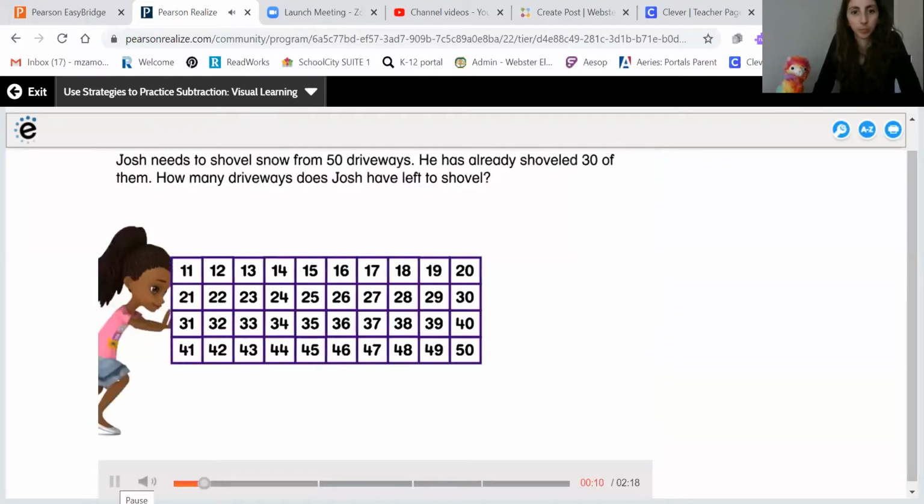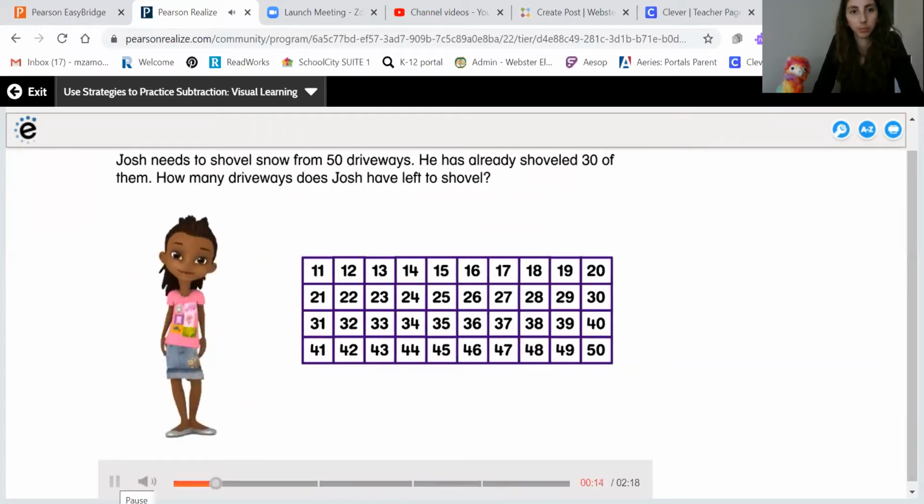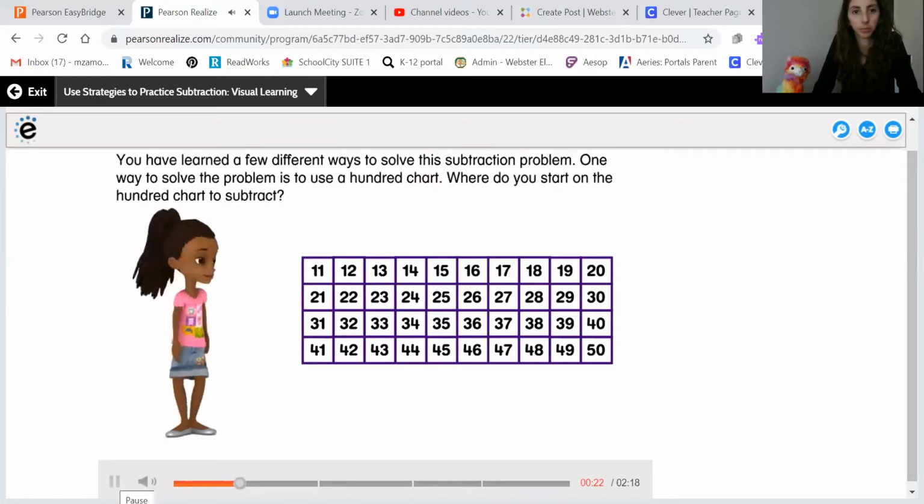Josh needs to shovel snow from 50 driveways. He has already shoveled 30 of them. How many driveways does Josh have left to shovel? You have learned a few different ways to solve this subtraction problem. One way to solve the problem is to use a 100 chart. Where do you start on the 100 chart to subtract?